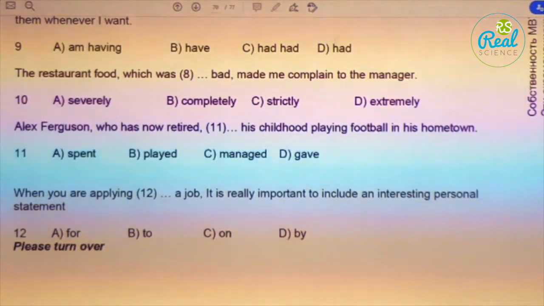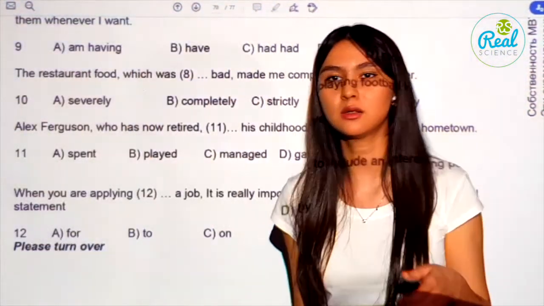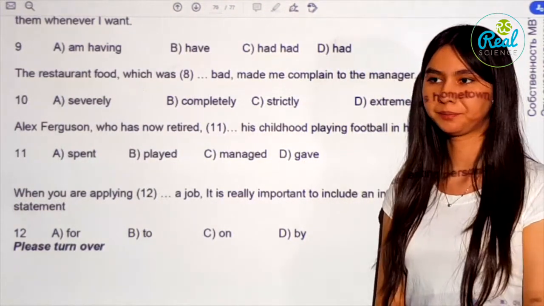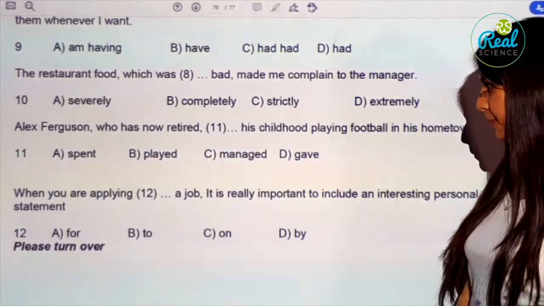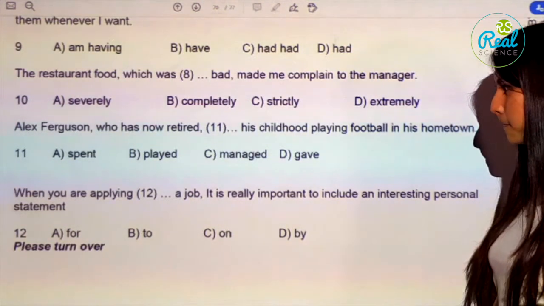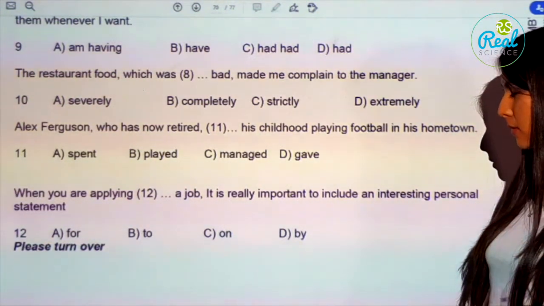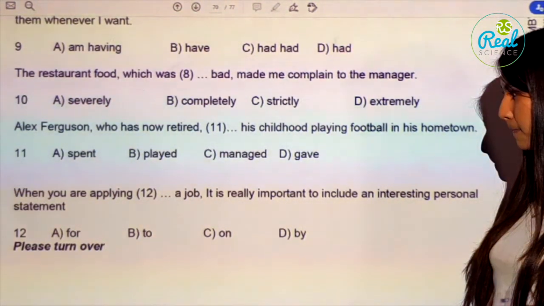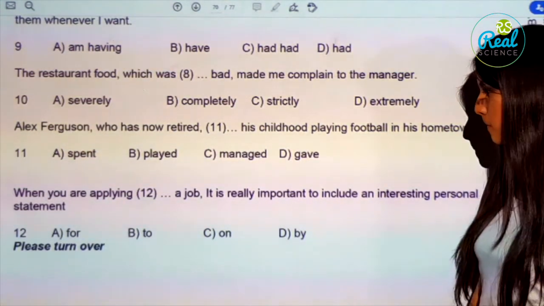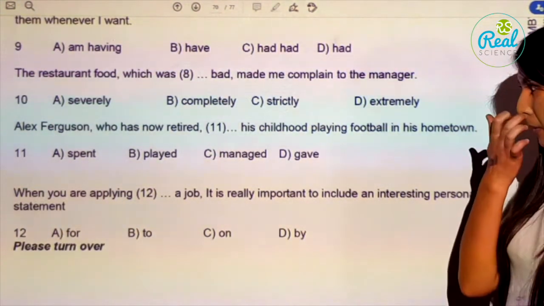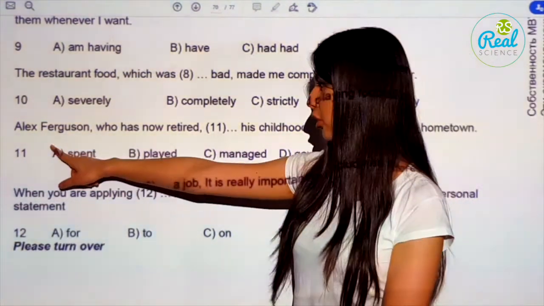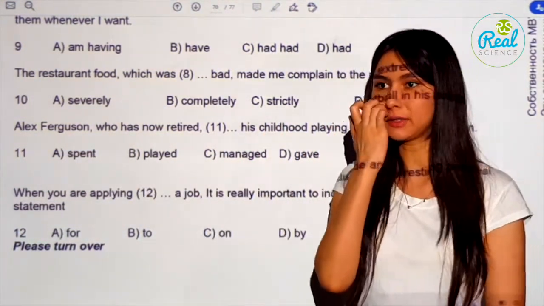So 11th and 12th. Okay, who wants to read together? Alex Ferguson, who was now retired, spent his childhood playing football in his hometown. Spent. Good job. A1.